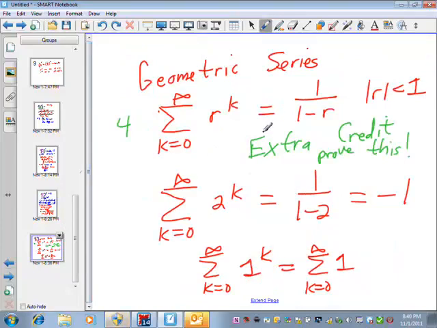Questions about what I'm asking? This is the 2K one, right? Say it again? Is it the 2K one or the 1? Which one are we proving for the extra credit? Oh, no, we're proving that this is true for every R, when the absolute value of R is less than 1. I want you to prove this.